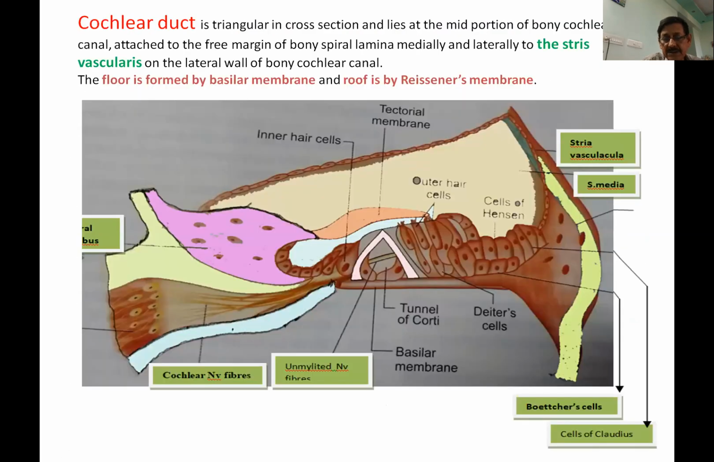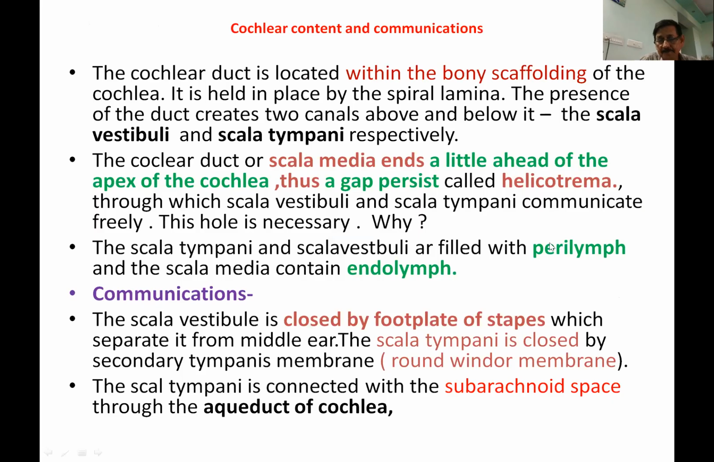You can see another picture also. You see, this is the picture. Here are the supporting cells: Deiters cells, Claudius cells, and Boettcher cells. These cells are ultimately attached to the spiral ligament laterally, and the stria vascularis elements are different.